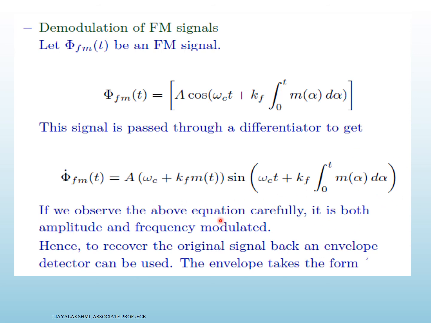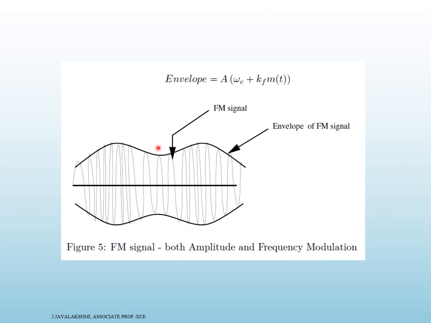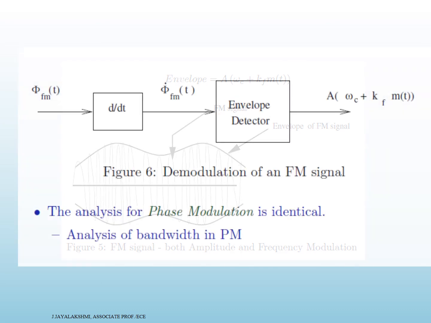If we observe the above equation carefully, it is both amplitude and frequency modulation. You can see that the first part is going to be amplitude modulation, and the second part is going to be the frequency modulated signal. So, we can recover the original signal with the help of the envelope detector. This envelope detector we have already seen in amplitude demodulation. This is your FM signal, and this is going to be the envelope of the FM signal. The envelope of the FM signal is almost equal to your amplitude modulated envelope. You can make use of your envelope detector to demodulate the signal.